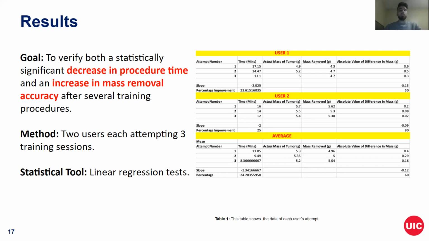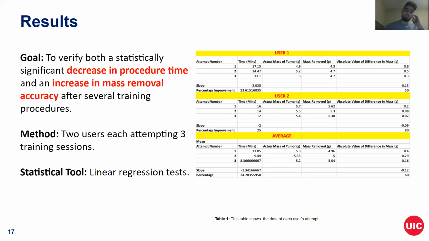We used the absolute value of the difference because the user may remove less or more than the actual mass of the tumor. The top two parts of the table represent the data of the two users. The bottom part represents the average of the two users. For each user and for their average, we calculated the slope between the time duration of the first and third attempts, as well as the associated percentage of improvement. We also calculated the slope and percentage of improvement in mass removal accuracy for each user and their average.